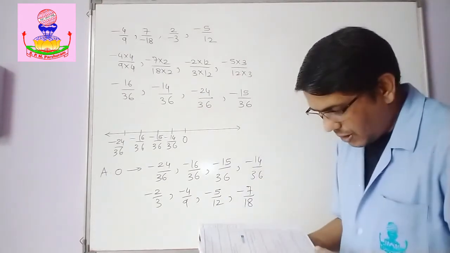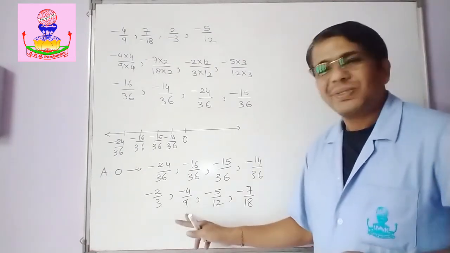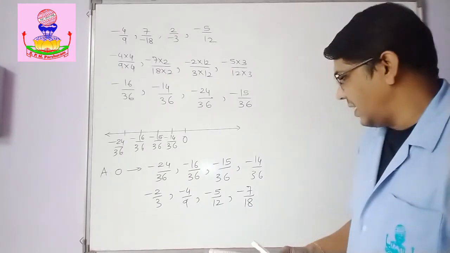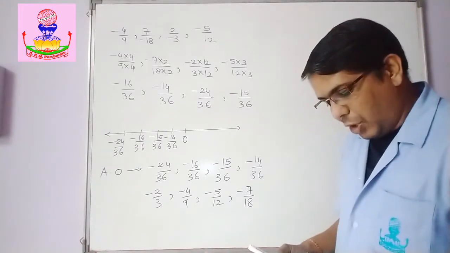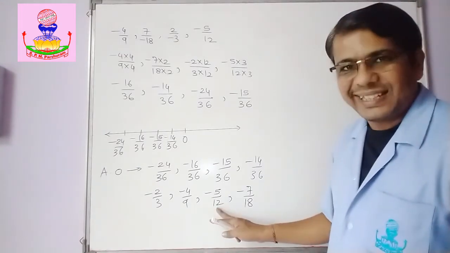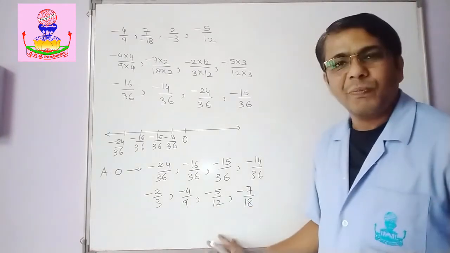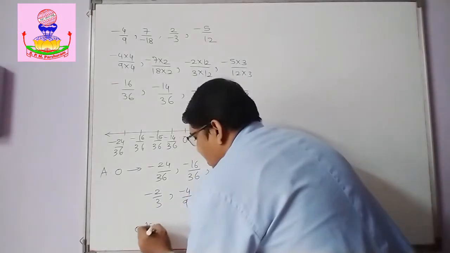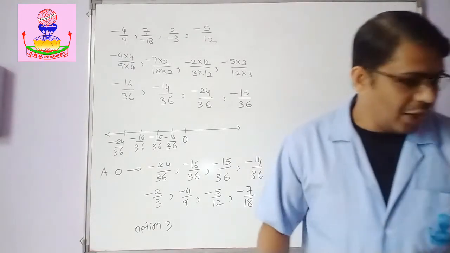Now, so what do they say? Minus 4 upon 9 will be first. Is it? No. Second option, 7 upon minus 18 will be second. Is it? No. Then 5 upon minus 12 will be third. Yes, exactly. That is the right answer. And 2 upon minus 3 will be fourth. No. So option third is the correct answer. Option third is the right answer.